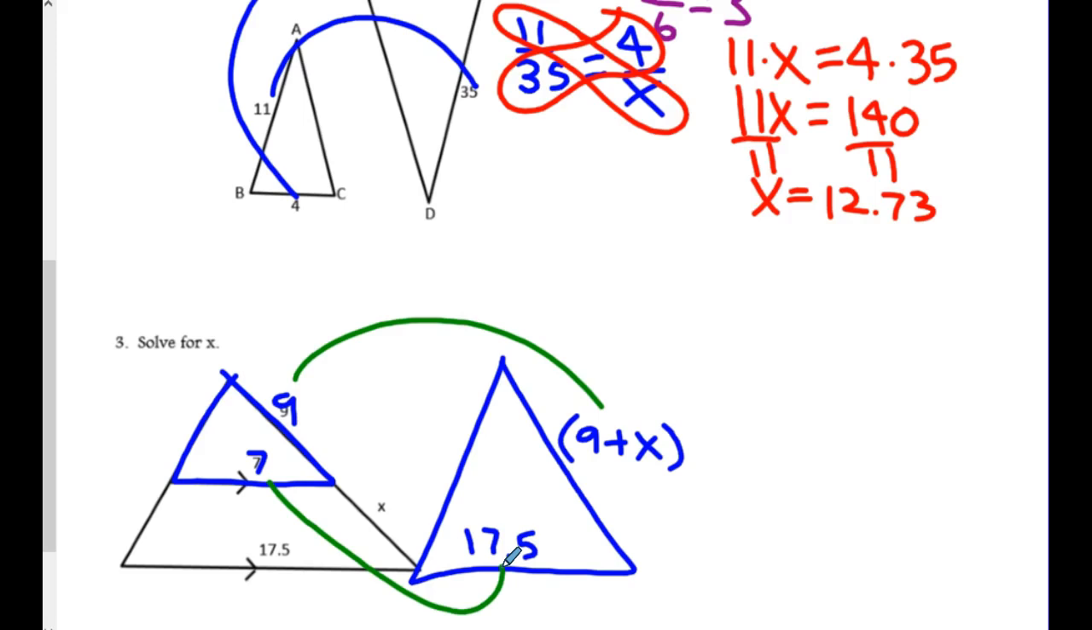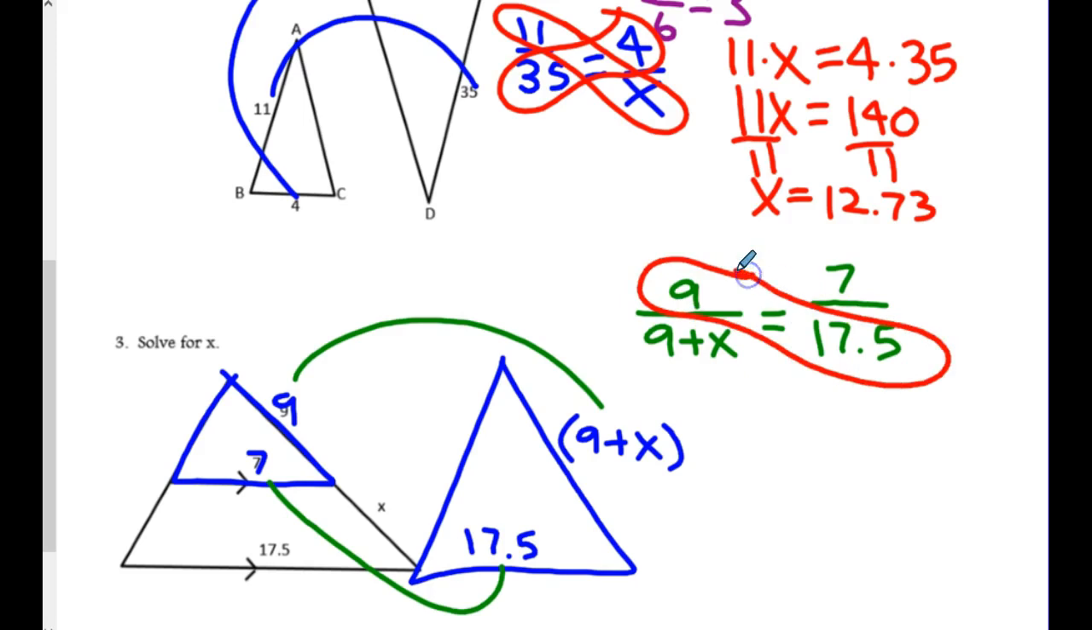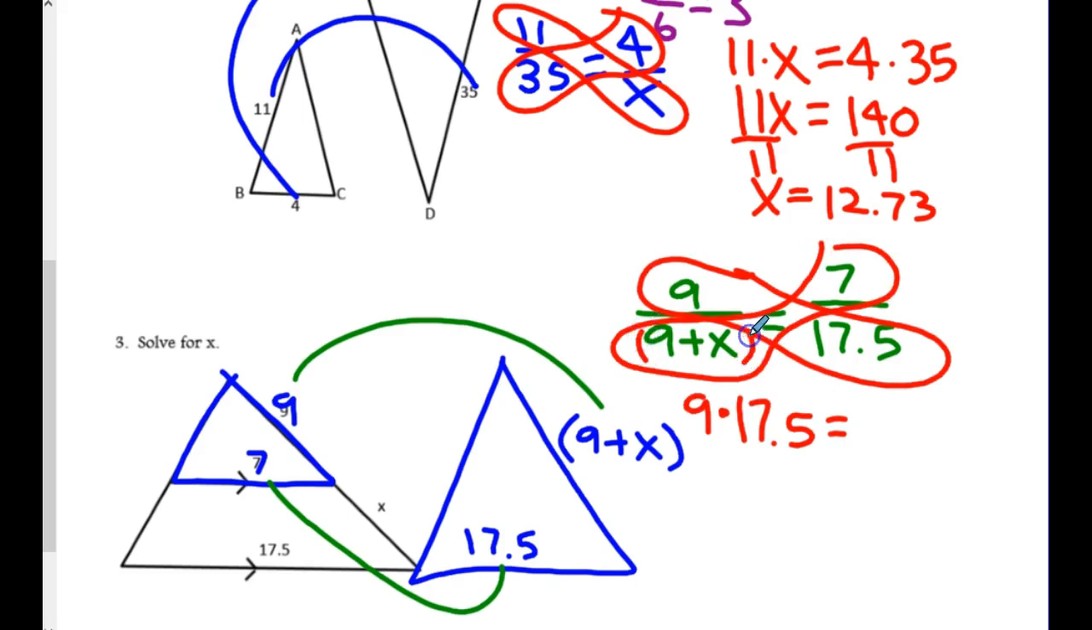So let's do it. 9 over 9 plus x equals 7 over 17.5. And then we cross multiply and divide. 9 times 17.5 equals, and then how do I write this? Just remember, you got to use parentheses. So I'm going to do 7 parentheses 9 plus x. That's how you write it. Okay?